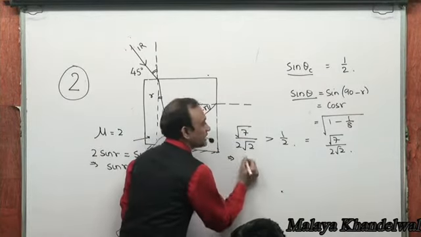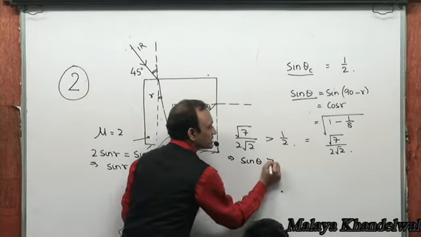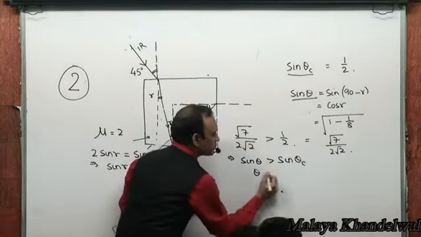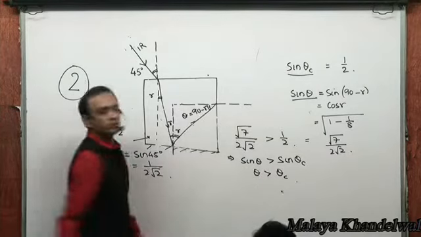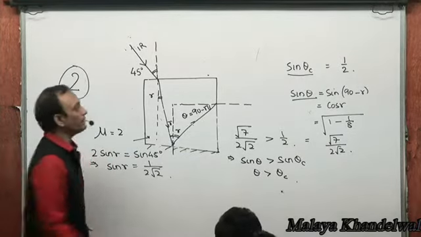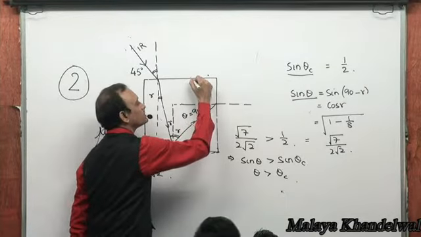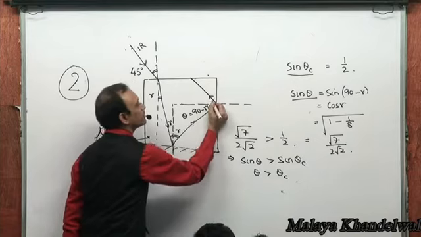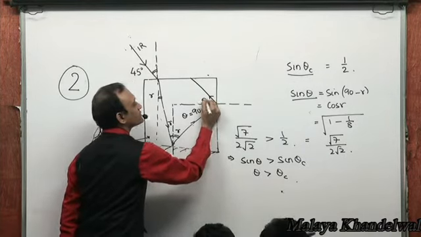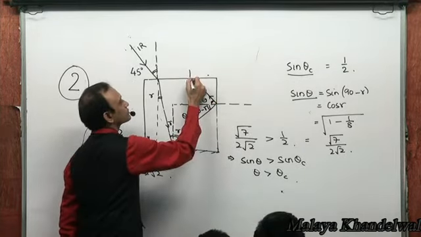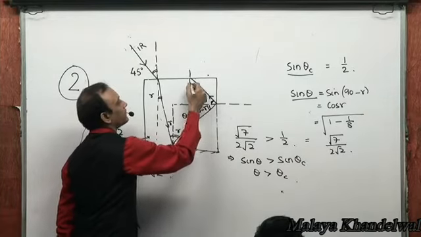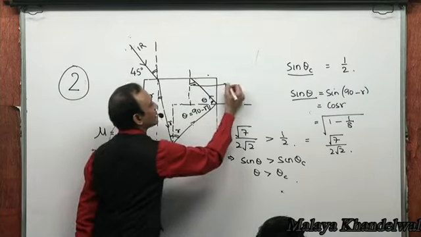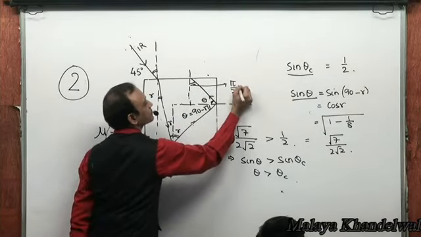That means sine theta is more than sine theta c. And this angle of incidence here is more than the critical angle between the pair of media. And therefore there is going to be total internal reflection here. This angle will also be theta, which is 90 minus r. And this angle therefore would be 90 minus theta. Do you realize that?